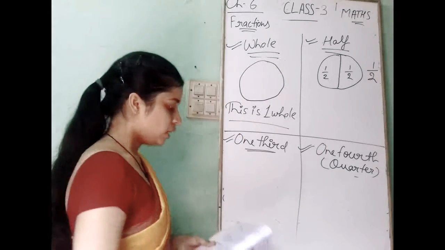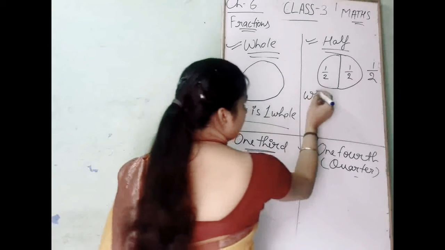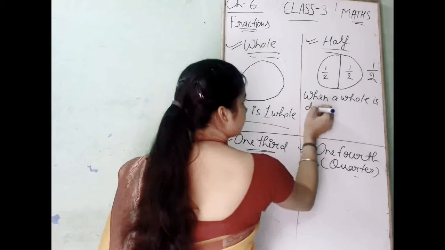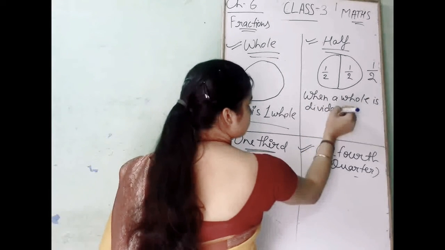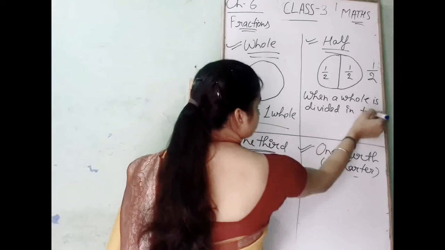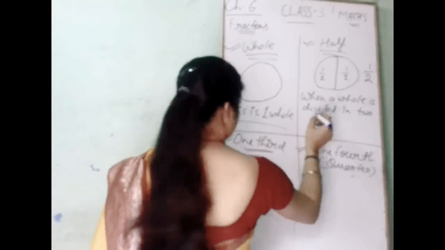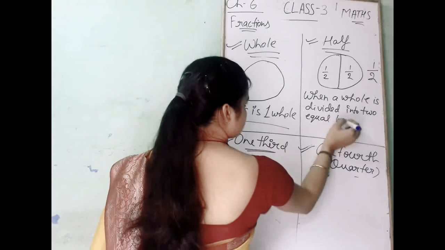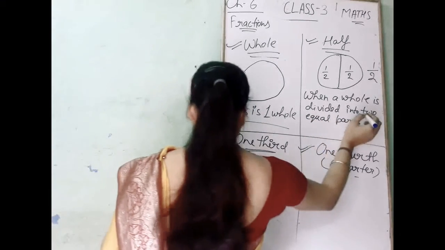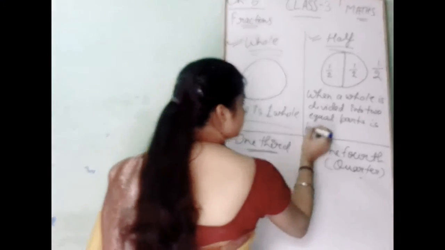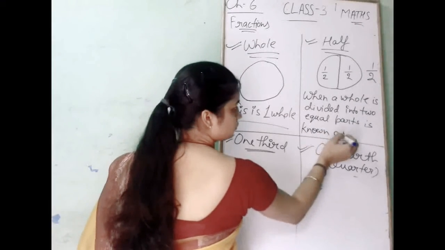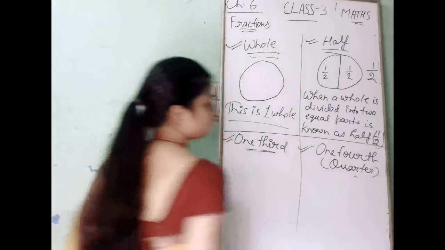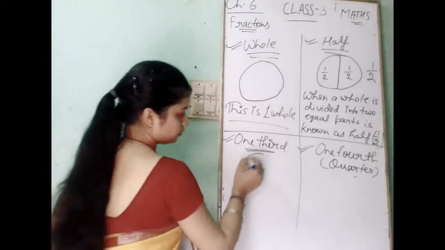Okay, so when a whole is divided into 2 equal parts, each part is known as half. One by 2. Okay.